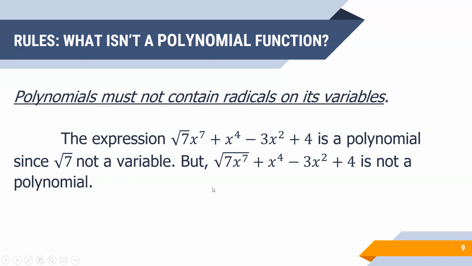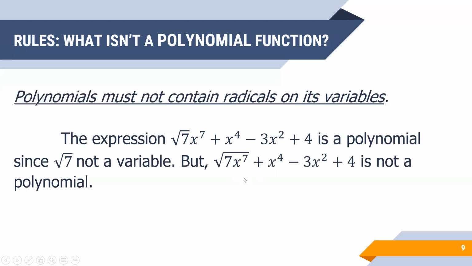But if the radical sign is naka-enclose or nasasakop niya yung variable, which is itong nakikita nyo, the square root of 7x raised to 7 plus x raised to 4 minus 3x squared plus 4, it is not a polynomial. Bakit? Kasi nasasakop ng radical sign itong variable and exponent.